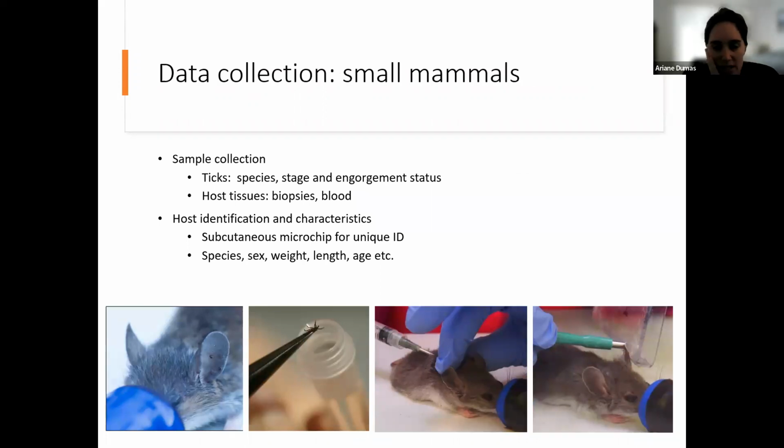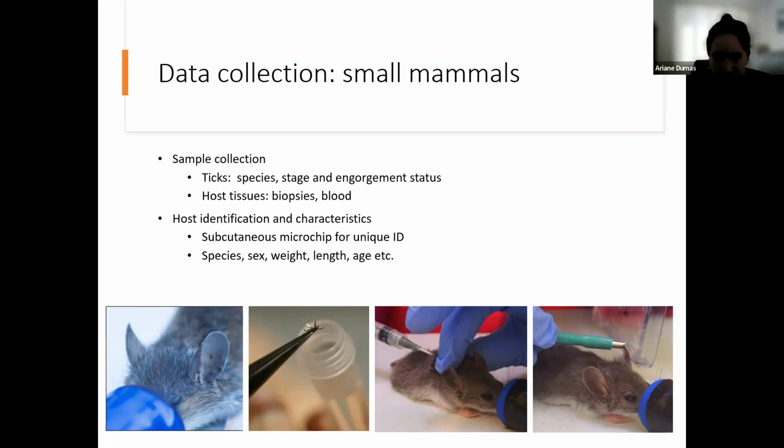Here are just some examples of the type of samples that you can collect. For the ticks, they are mostly found in the larval stage on mice, and they are located on the ears of the mice, like we can see in the picture on the left. You can remove every tick from the mice with fine tweezers, and then analyze these ticks in the laboratory.